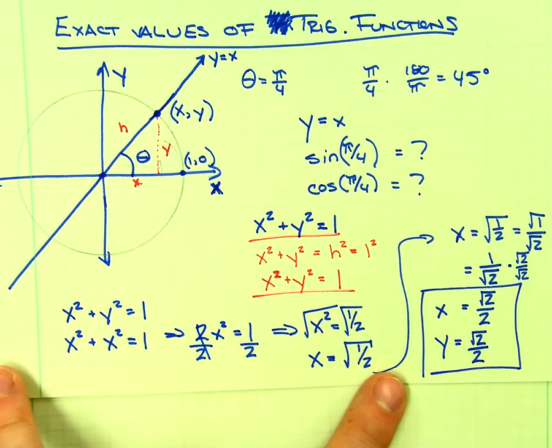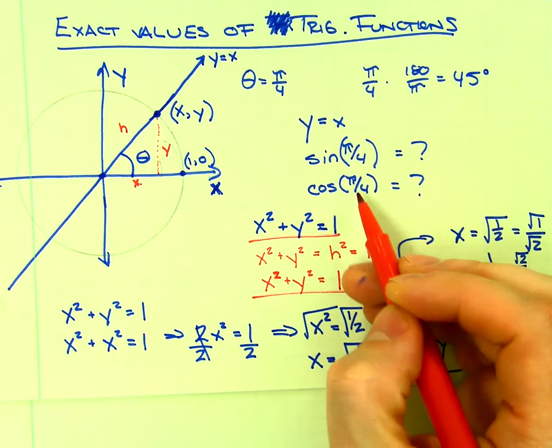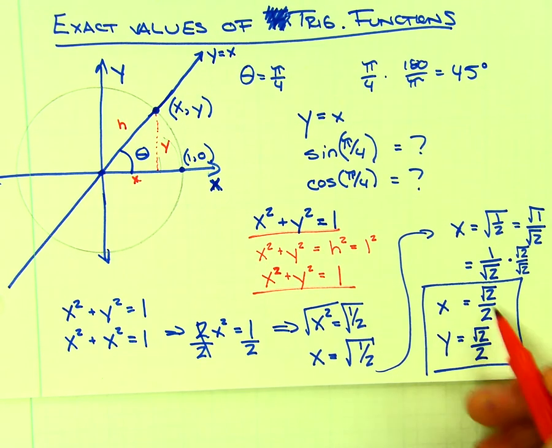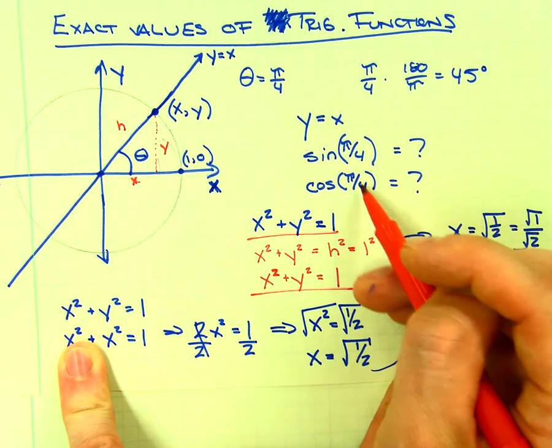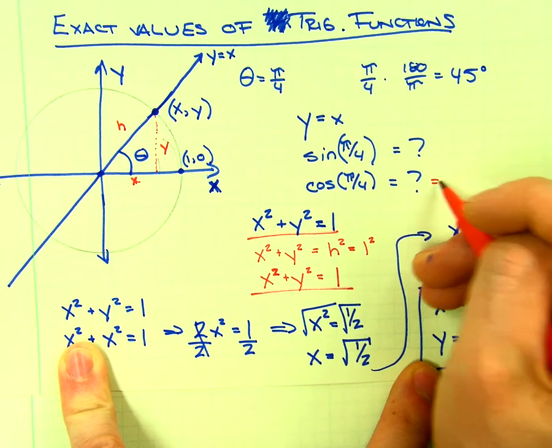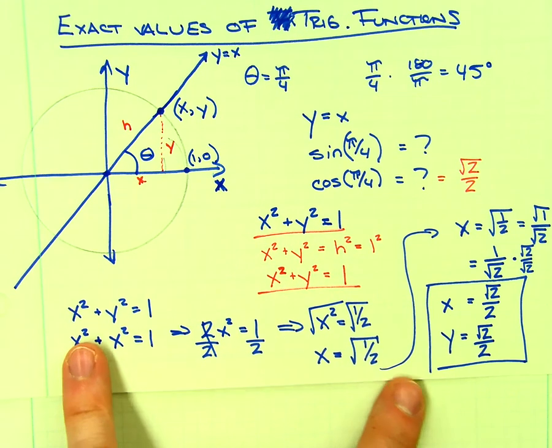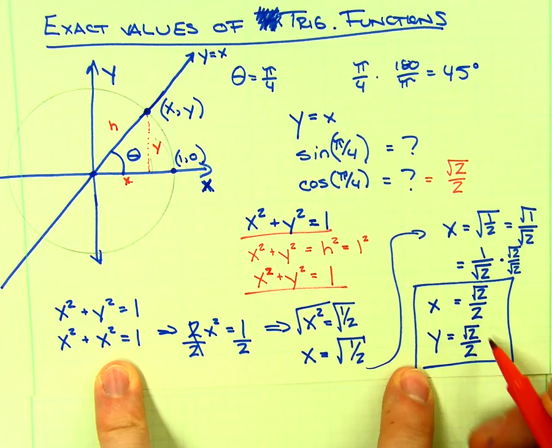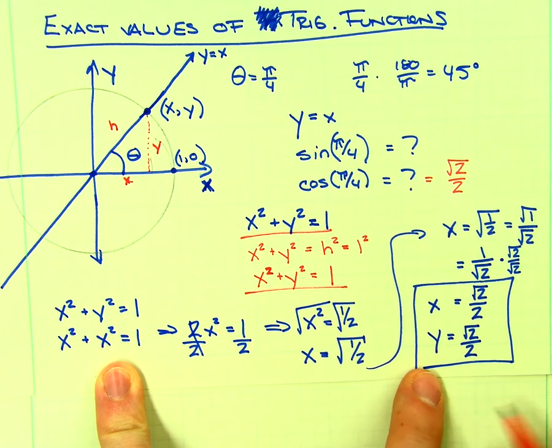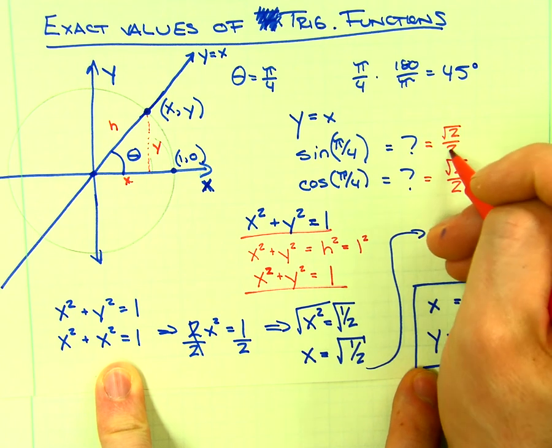Now how does this solve my initial problem? I'm looking for the sine of pi over 4 and the cosine of pi over 4. Well, I remember that the cosine of my angle is my x value right here. Now my x value is square root of 2 over 2, so the cosine of this angle, pi over 4, is just going to be equal to the square root of 2 over 2. Right? Cosine is associated with the x. Now the sine is associated with the y, so if you haven't figured it out yet, the sine value is y, which is equal to the square root of 2 over 2. So the sine of pi over 4 is equal to the square root of 2 over 2.